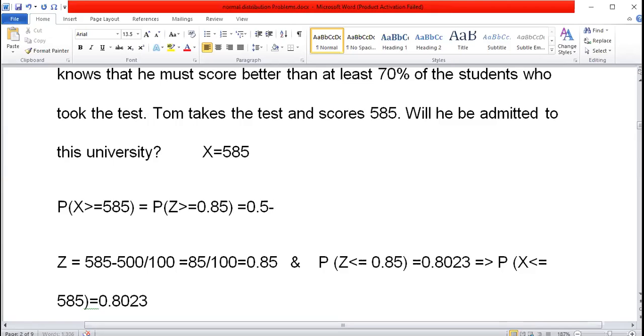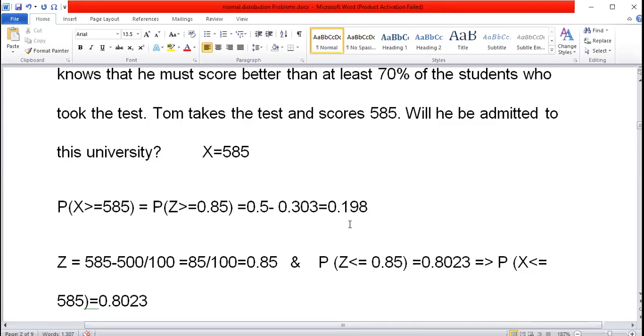0.5 minus 0.3023, 0.197, let's say 0.2. I think the one who did first, she got this number.